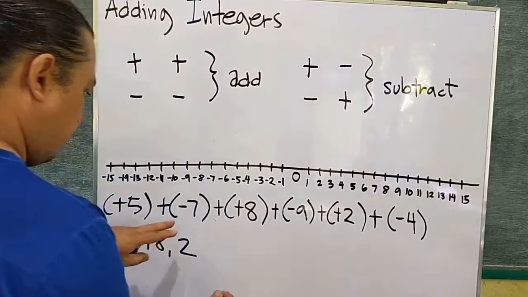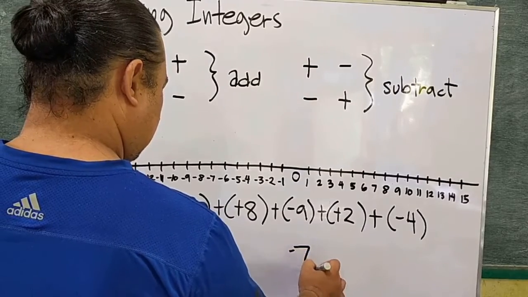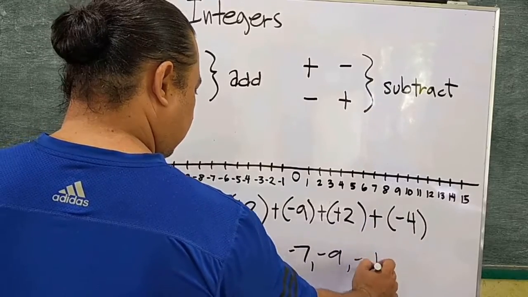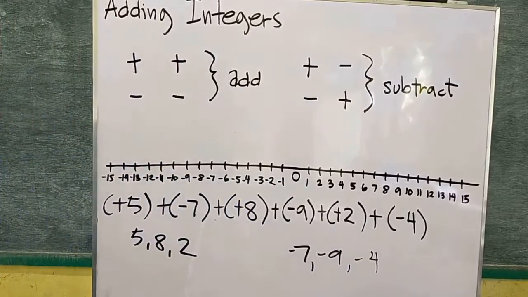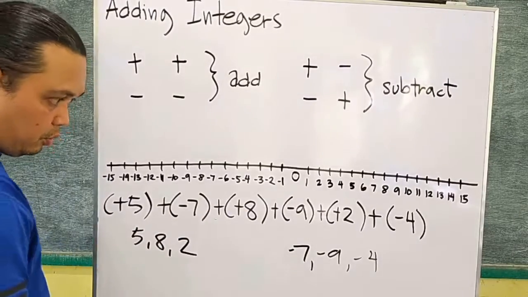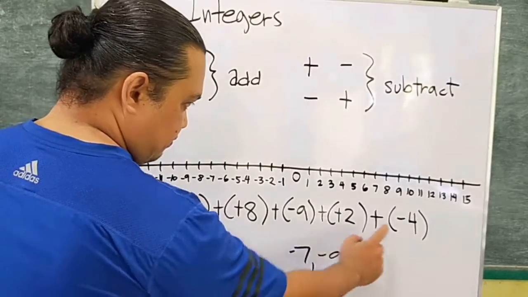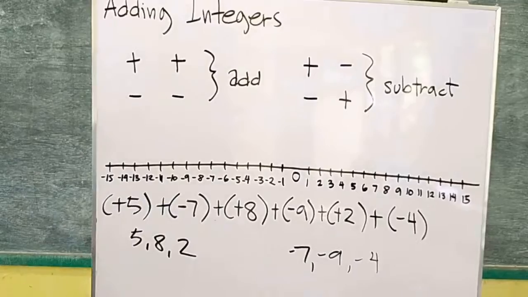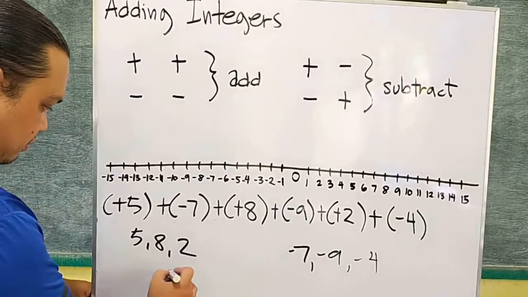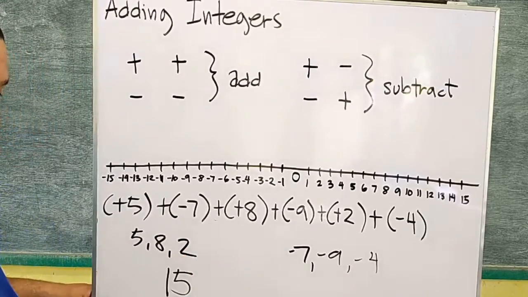For our negative, we have negative 7, negative 9, and negative 4. Okay? So we have here 5, 8, and 2 for our positive integers. We have negative 7, negative 9, negative 4 for our negative integers. Now let's add them. So 5 plus 8 is 13 plus 2, that's 15. Or 8 plus 2, that's 10 plus 5, 15.